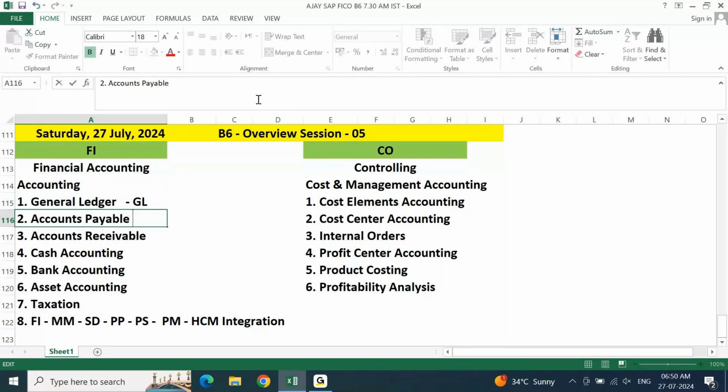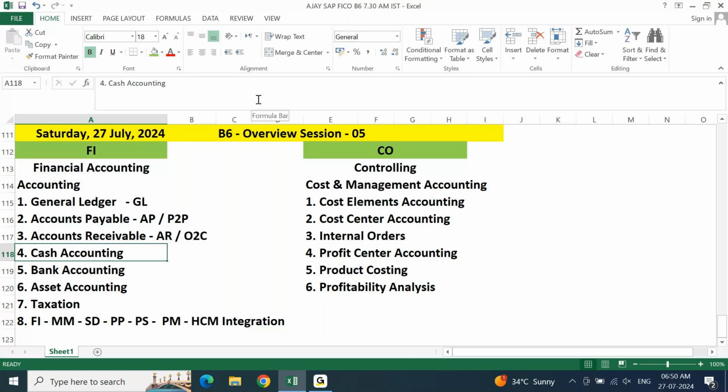Accounts payable, we represent this with AP, also represented by P2P. Somebody would have said, I'm working on P2P, procurement to payment. This kind of thing is all related to accounts payable activities. Similarly, you may call accounts receivable as AR. This is basically O2C, order to cash.